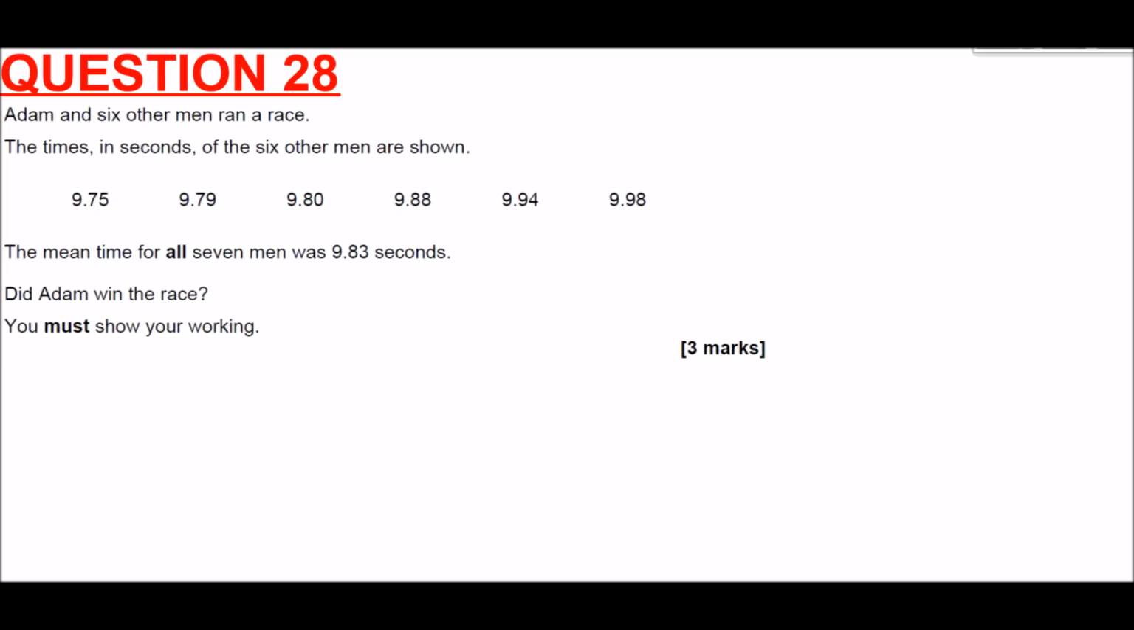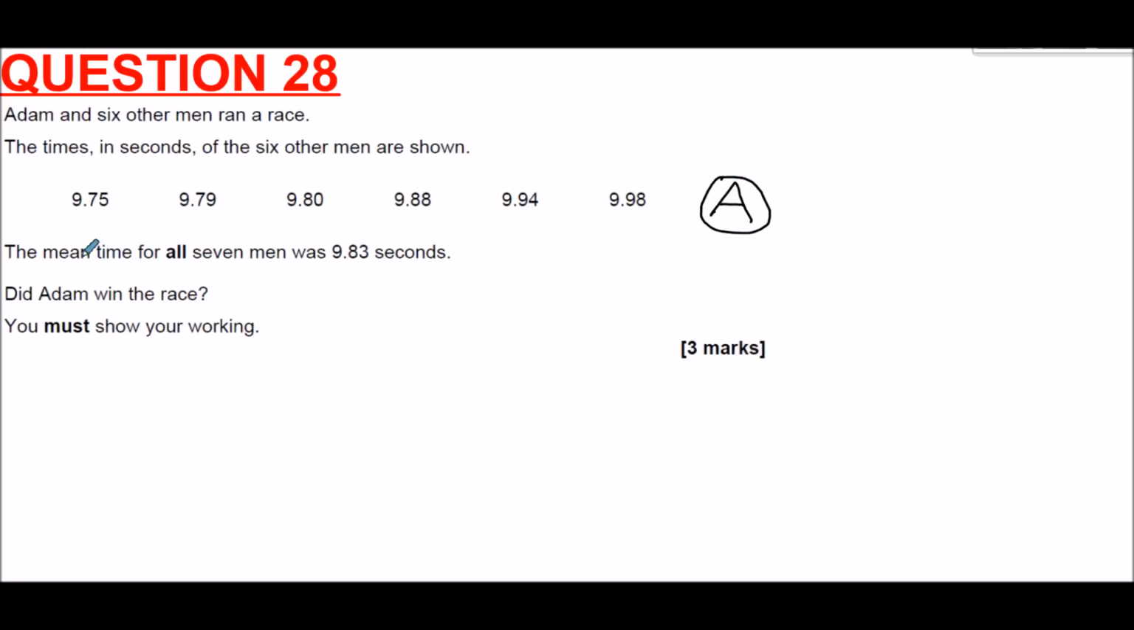Question 28. We've got Adam running a race with 6 other men. And the times in seconds are recorded below. It says the mean time for all 7 men was 9.83 seconds. Did he win the race? So we've got the 6 men here. What I'm going to do is include Adam's time here. So we need to find what A is, what Adam's time would be.